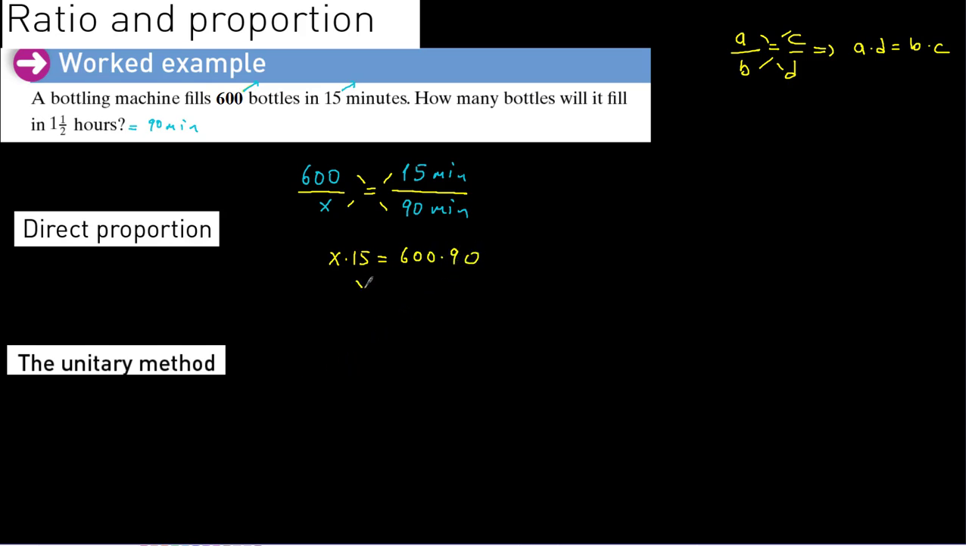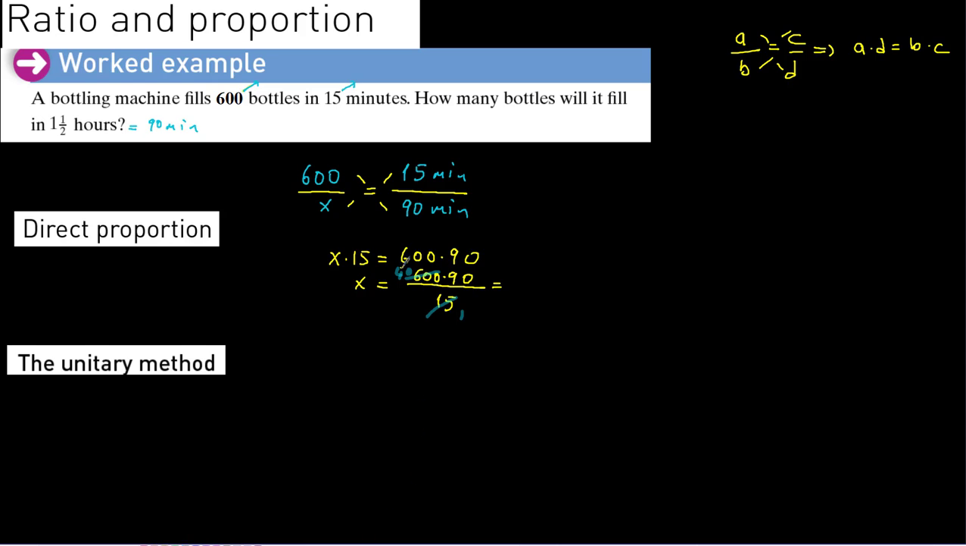To find the value of x, I need to leave x alone, so since we are multiplying by 15, we are going to send it to the other side, which means it should be in division. So 600 times 90 over 15 is the answer. To calculate this, 60 is divisible by 15. When you divide 60 by 15, it should be equal to 4, which means 600 divided by 15 should be equal to 40.